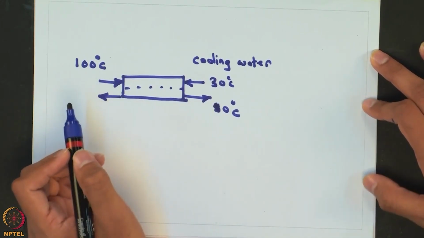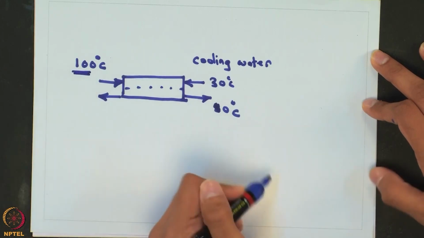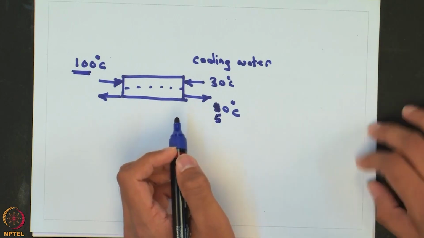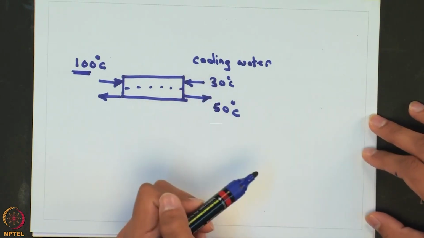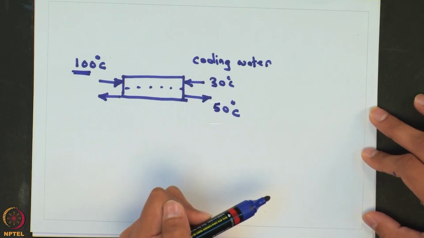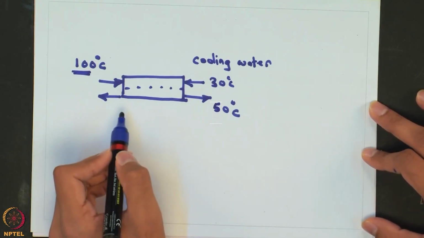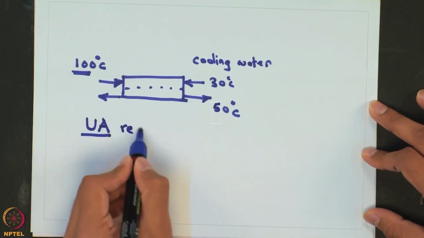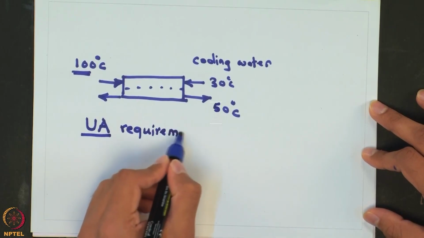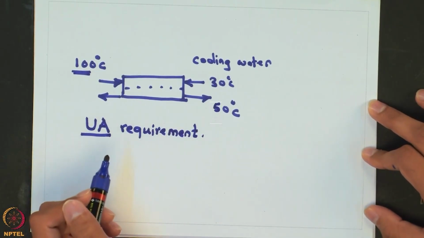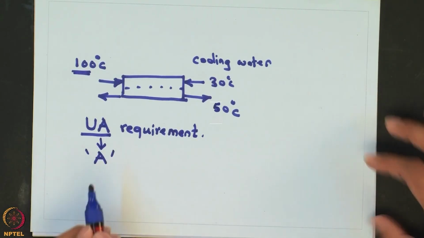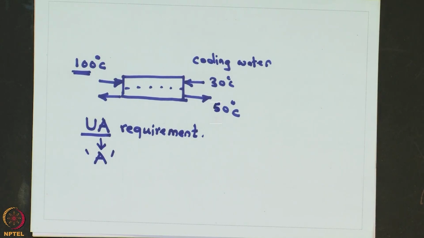so the requirement originally is you have a hot stream which is available at 100 degrees Celsius and you want to cool it all the way up to 50 degrees Celsius, and you have a cooling water which is available at 30 degrees Celsius. So, you can do the calculations for this exchanger and eventually you will find out what is the UA requirement for this particular exchanger, and accordingly you will find out what is eventually the area of the exchanger and you will buy an exchanger according to that particular area as well as UA specification.